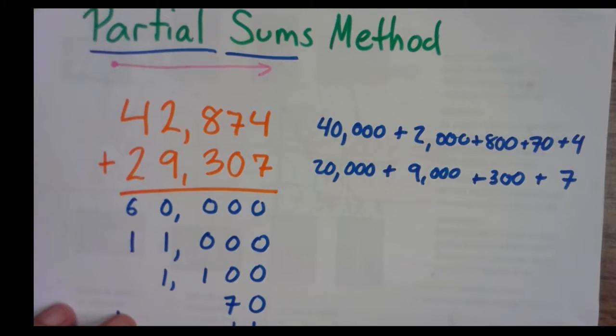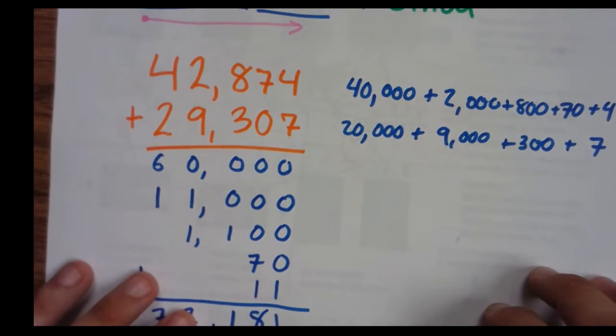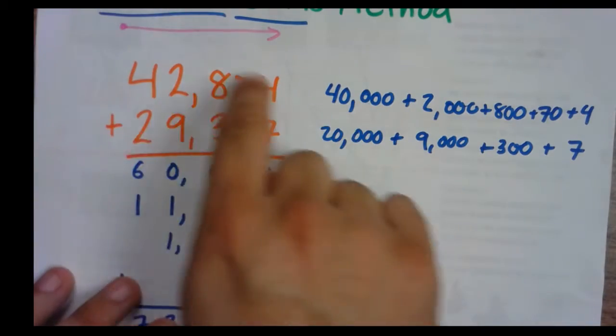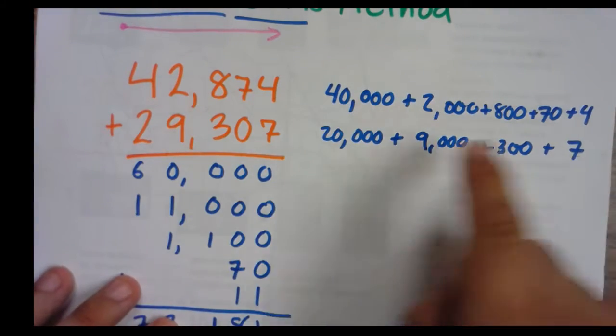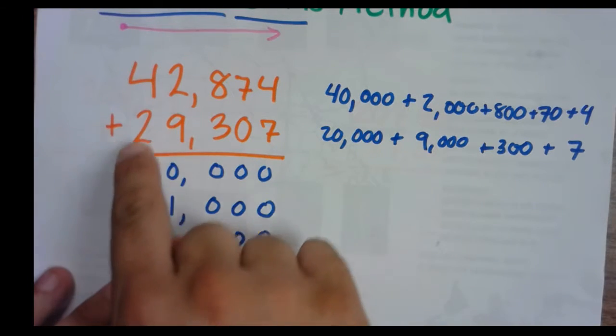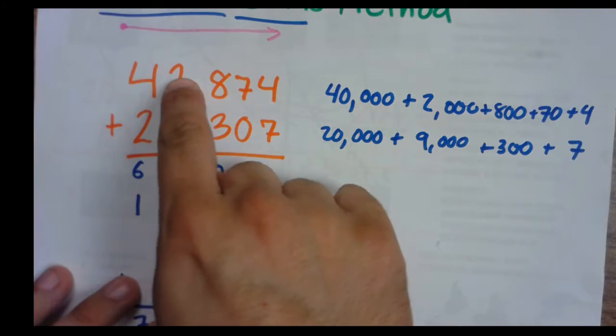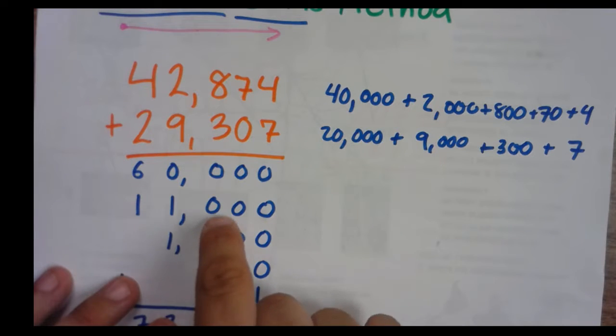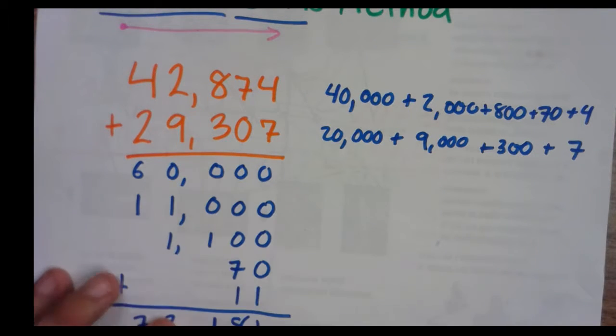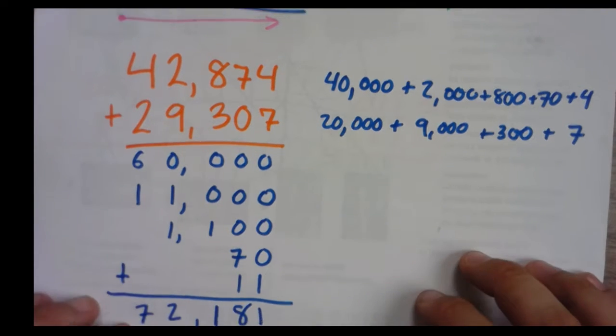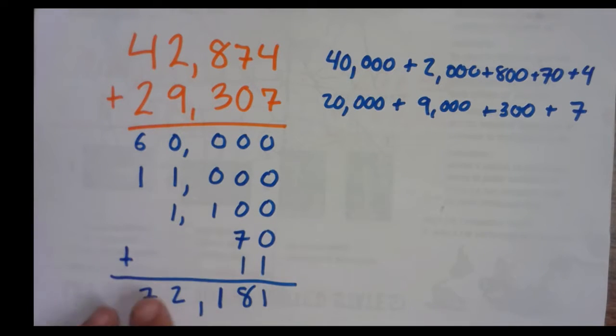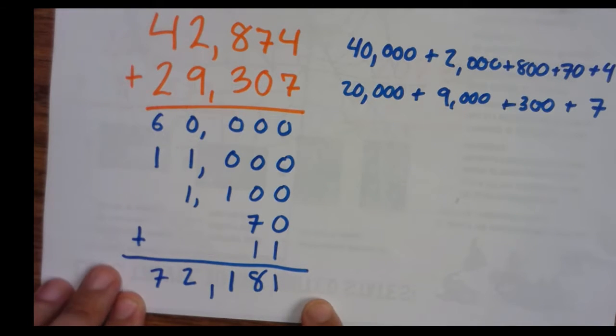Whereas partial sums does teach you why. We're looking at what each of these numbers really is made up of. So we've got 40,000 plus 20,000, that's 60,000. 2,000 plus 9,000 is 11,000. 800 plus 3, you get the idea. It helps kids to understand why the answer is 72,181.